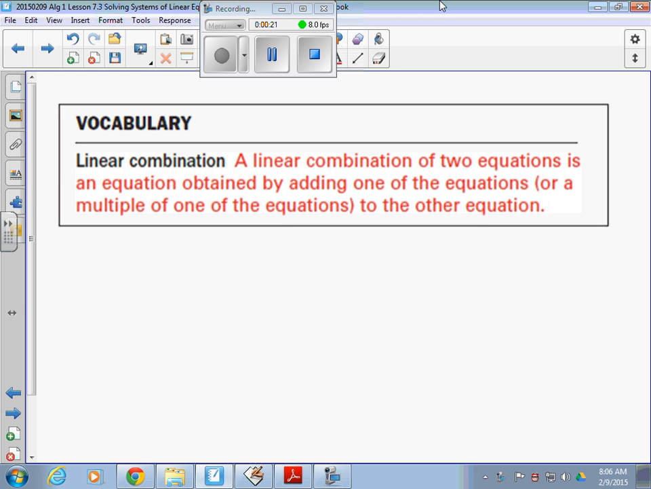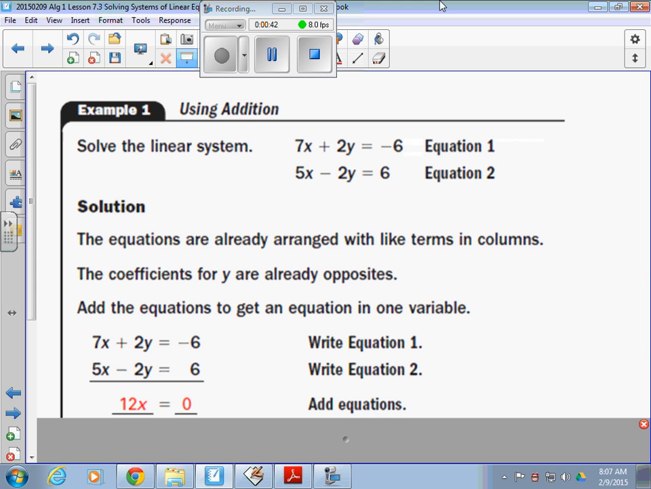In English, it says a linear combination of two equations is an equation obtained by adding one of the equations or a multiple of one of the equations to the other equation or a multiple of that. And we'll see what that means in just a minute. You're combining the two equations to eliminate one of the variables. Once one of them is eliminated, you can solve for the other one.